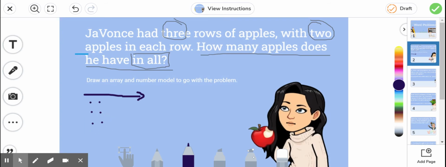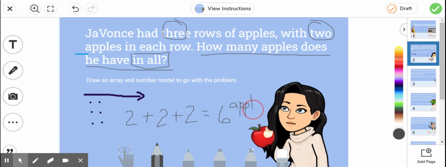And then you're going to write an addition problem, or if you want to text an addition problem, that would be fine too. So my problem is 2 plus 2 plus 2. And then if you need to, count the dots or add the numbers together, and it equals 6 apples. And these are actually called repeated word problems because you're repeating a number the same amount of times in each row. Let's try another one.